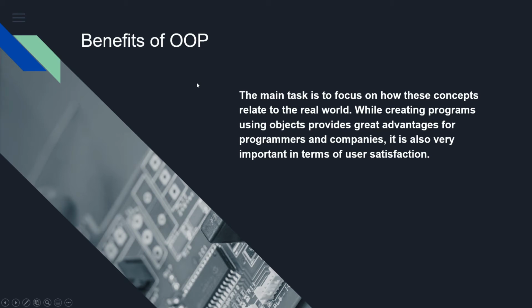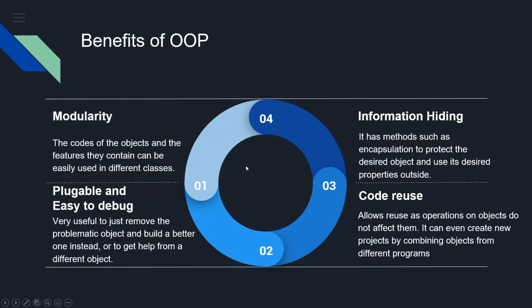Benefits of OOP. The main task is to focus on how these concepts relate to the real world. We think about relational programs according to our life, so it's also very important in terms of user satisfaction. OOP provides us some benefits like modularity, information hiding, pluggability, ease of debugging, and code reuse.